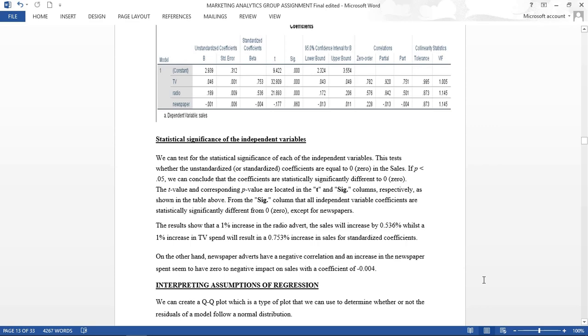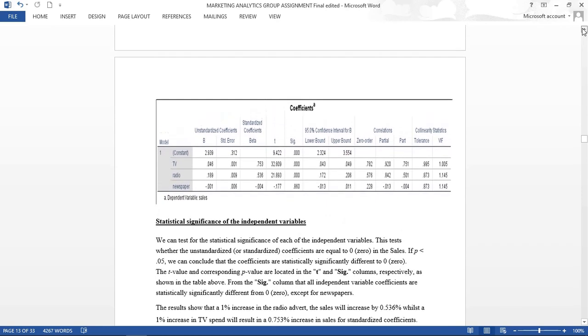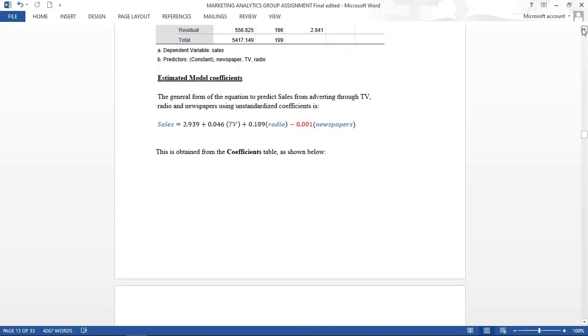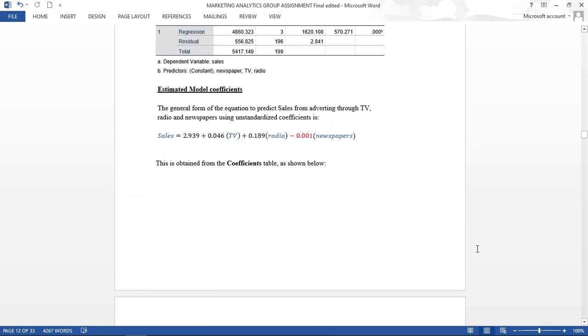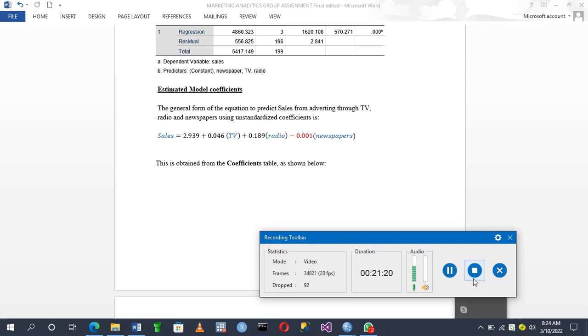So that's how we interpret this structural model of the multiple linear regression. Thank you very much for the attention. Us as a group, 3 members.